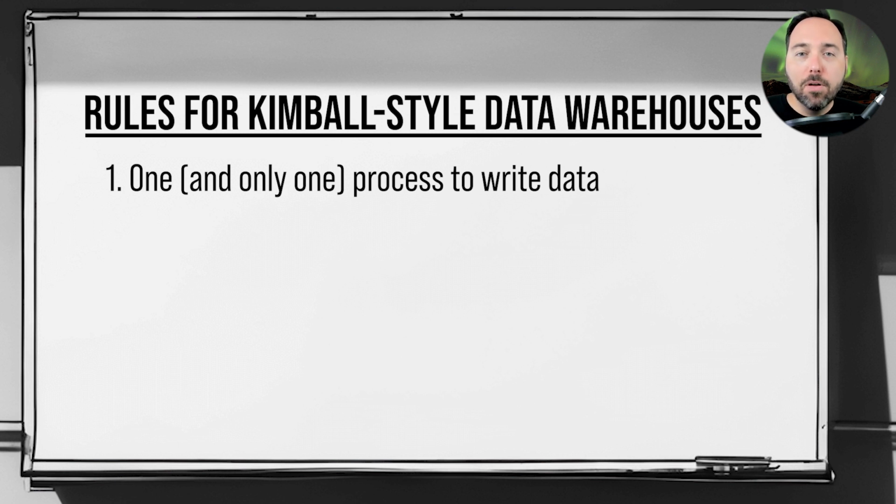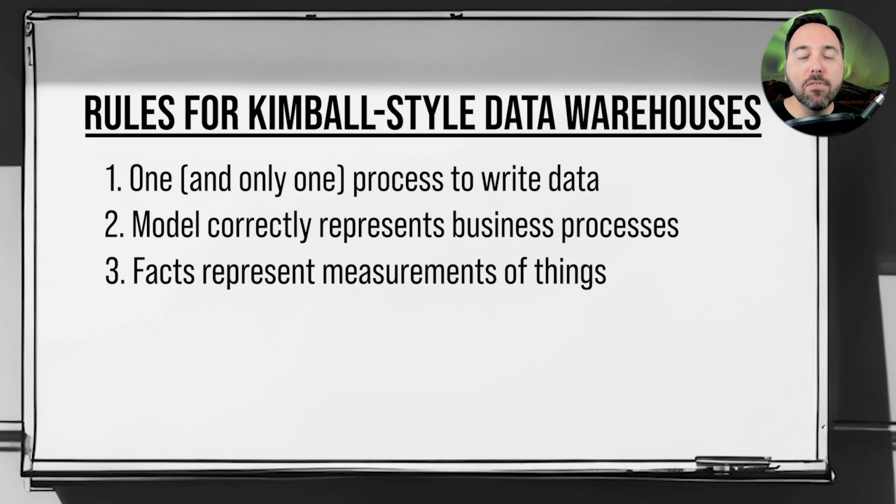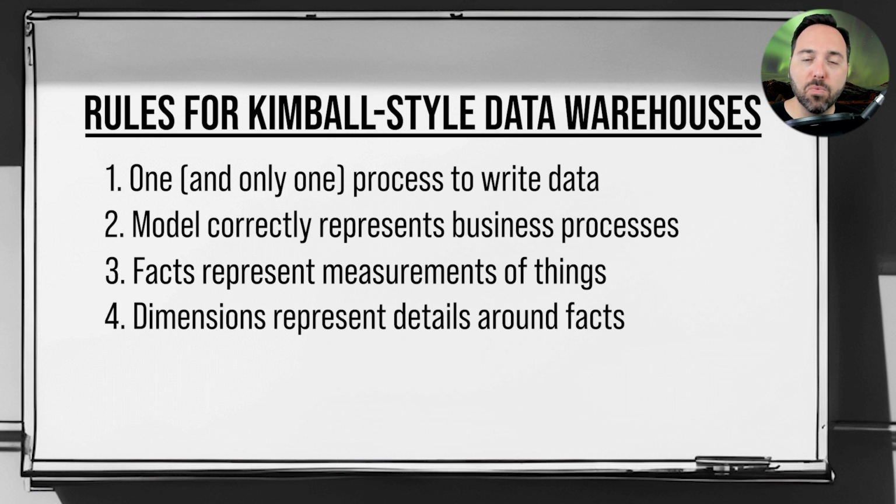Second, the model must be a proper model of business processes and understanding. The whole point of a Kimball fact dimension model is that this represents data in a way that business users can easily understand and work in tools like Excel. Within the model, facts represent measurements of things. With facts, we store dates and numbers, answering questions like when and how many. Dimensions, meanwhile, represent additional information about those facts. They help explain the who, what, where, why, and how.